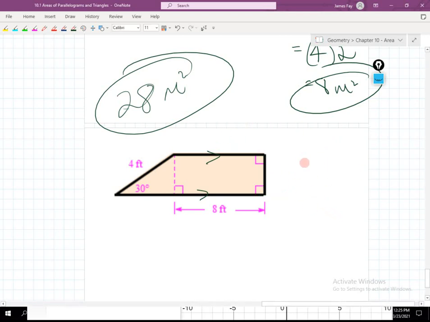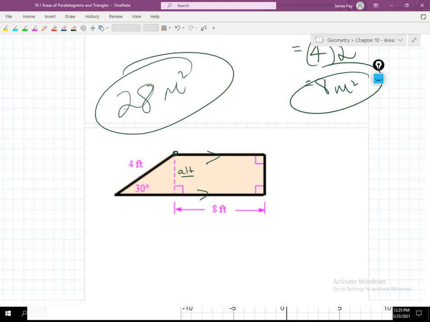So my hopes are you can see that we will eventually have a formula for this as well, but right now we don't have that formula. So how can I address this? Okay, and a lot of times what you're going to see is that they won't give you this dotted line, which is your altitude, right? That makes sense? It goes from one of the parallel sides perpendicular to the other side.